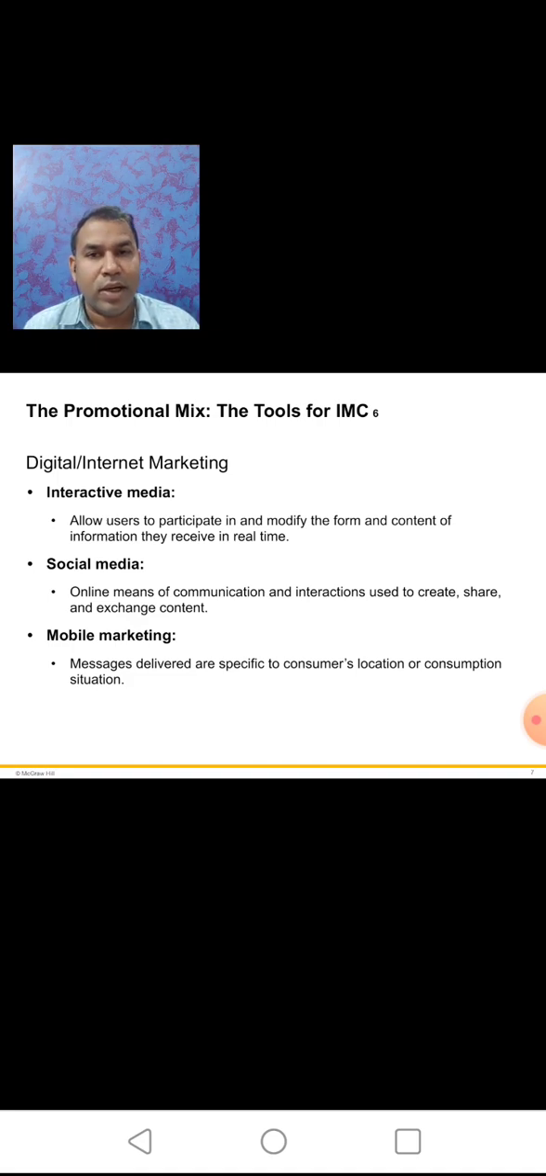Then digital internet marketing. It is an interactive media. An ad can come and you can directly click on that ad whenever you use a mobile or computer on the internet. It allows users to participate in and modify the form and content of the information they receive in real time. Social media is another important element: online means of communication and interaction used to create, share and exchange content. And mobile marketing, where messages delivered are specific to the consumer's location or consumption situation.